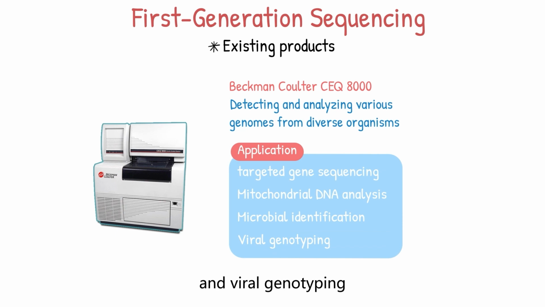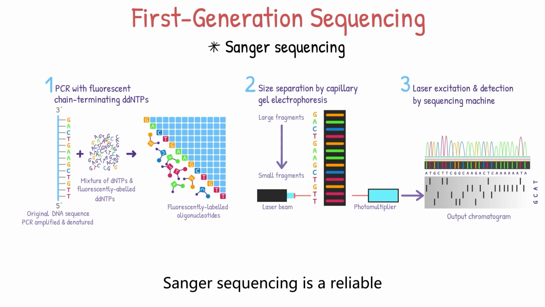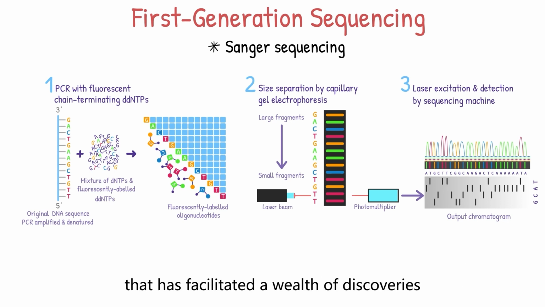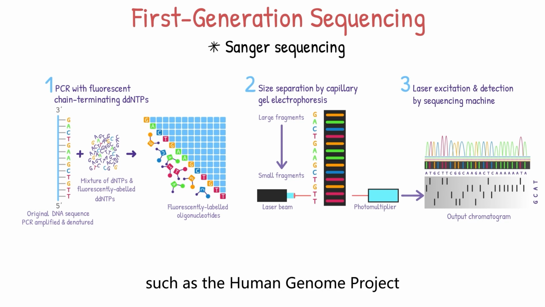In conclusion, Sanger sequencing is a reliable and accurate method that has facilitated a wealth of discoveries in the fields of genetics and molecular biology, playing a crucial role in projects such as the Human Genome Project.